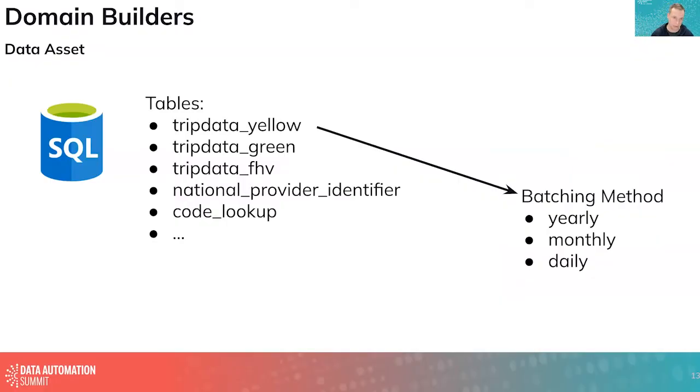And in that database, I've got a bunch of different tables. I've got my trip data for yellow cabs, for example. That's the one that I was just describing. And the first thing I do is I point at that data set and I say, okay, I want to divide this up in some way that is going to be useful for me to be able to get historical data.